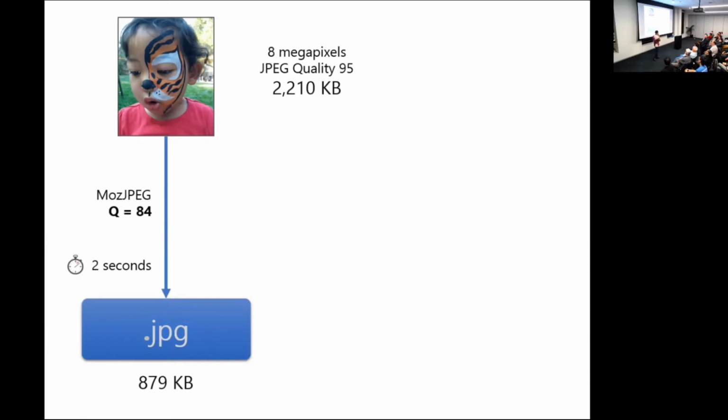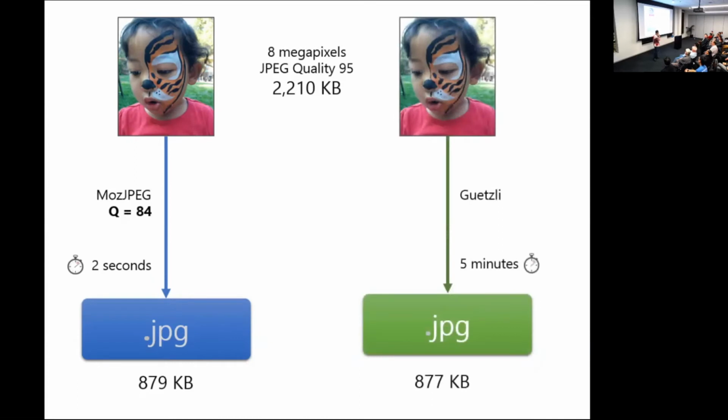But there's also a different type of encoder, such as Guetzli from Google, which takes 5 minutes to produce the JPEG file, and the outcome is roughly the same. So we're going to see why this is different and what we can learn from all these different types of encoders. Now, without further ado, let's talk about JPEG first.